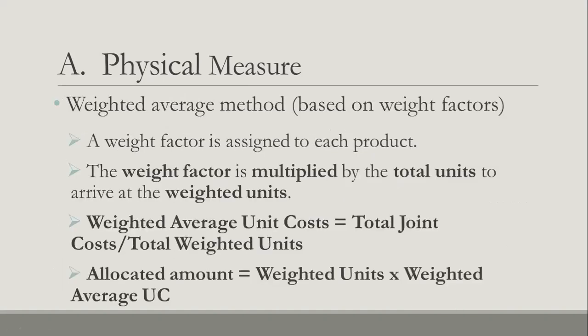Next is your weighted average method, which is based on weight factors. A weight factor is assigned to each product. The weight factor is multiplied by the total units to arrive at the weighted units. The weighted average unit cost is equal to the total joint cost divided by your total weighted units. The allocated amount is equal to the weighted units times your weighted average unit cost.